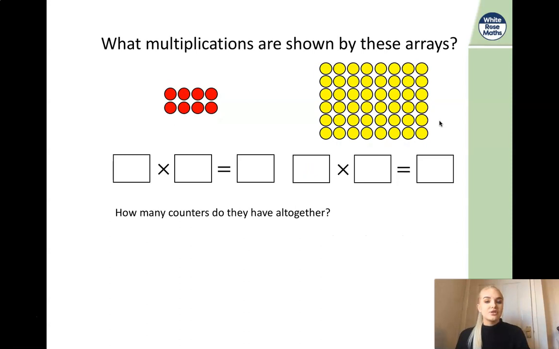Can you please do the same for these two arrays of counters? How many are in the red? How many are the yellow? How many are all together? Okay, pause the video and have a go, please.